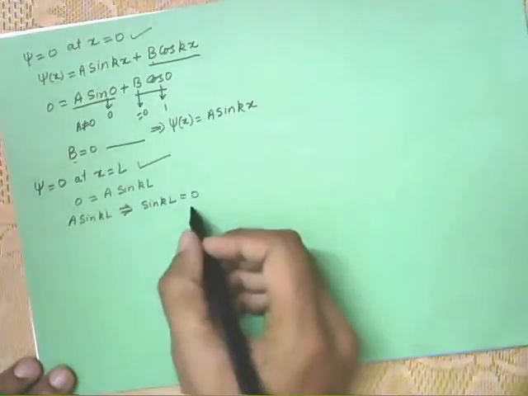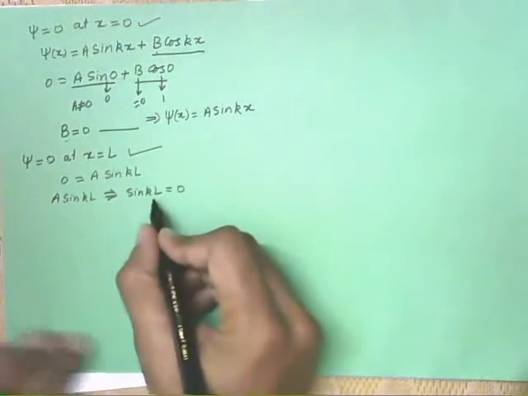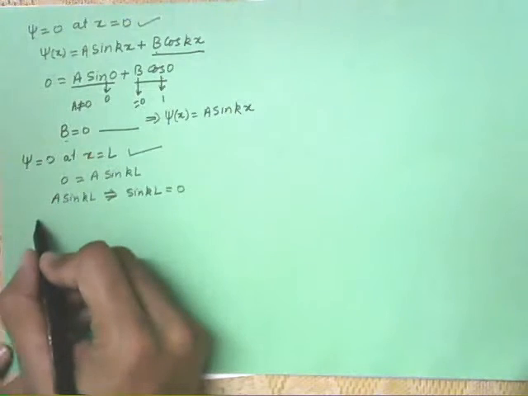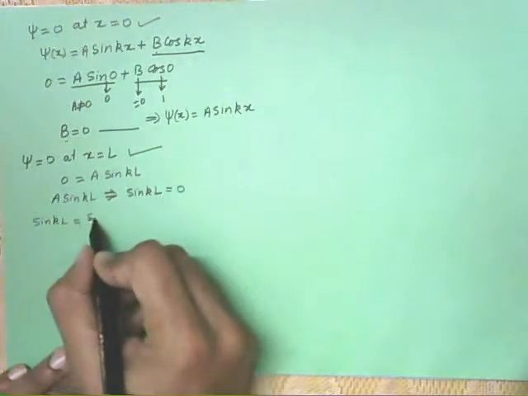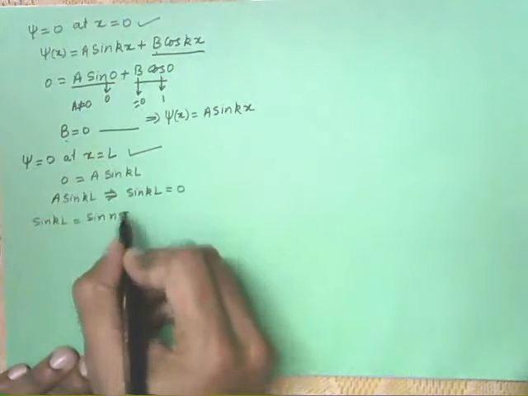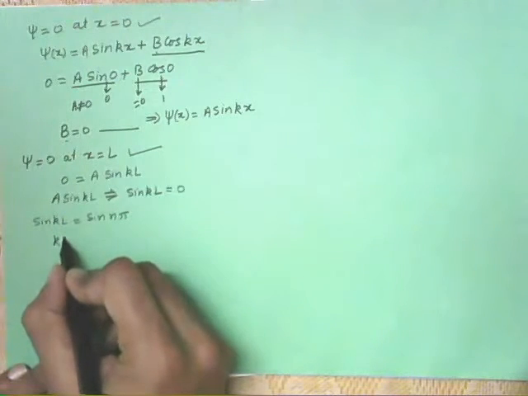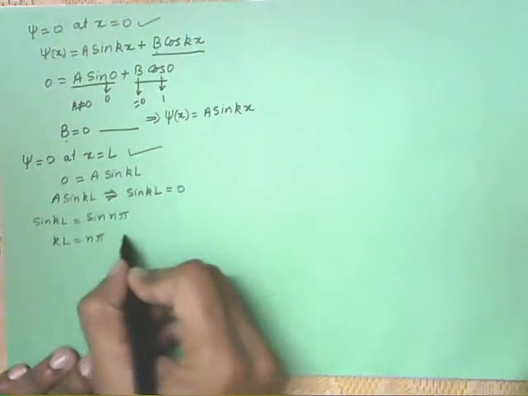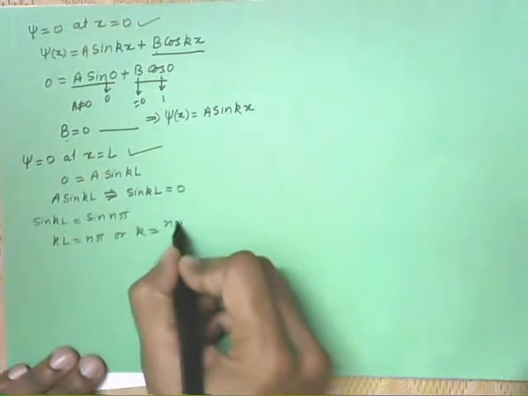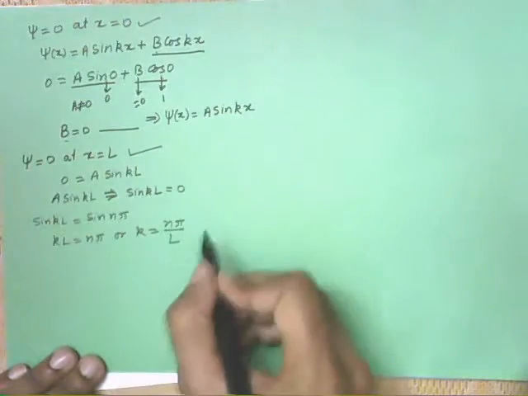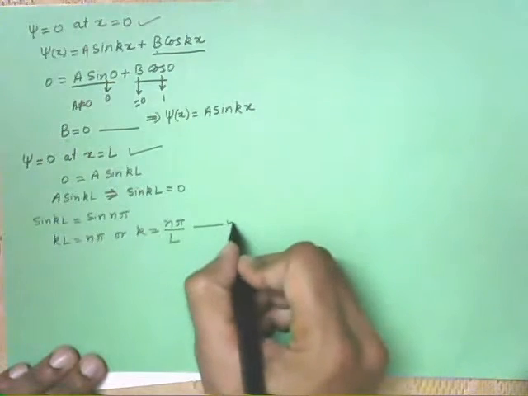It means sin kL is equal to 0, and hence you can write that this will be true only when sin kL is equal to sin nπ. So when you compare both sides, you can write kL is equal to nπ, or k is equal to nπ upon L. This is our fifth equation.